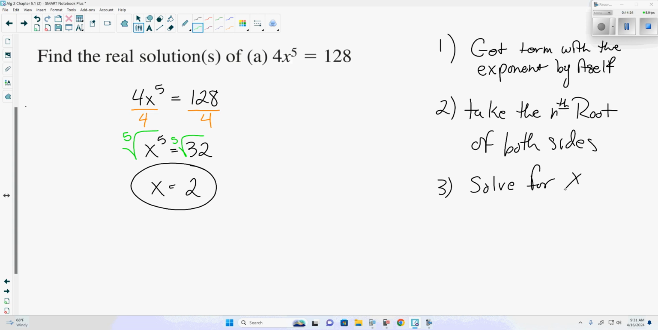If there was something else with x, we'd have to get it on the other side and solve. But that's it. Questions on this here? Are we ready for the next one?